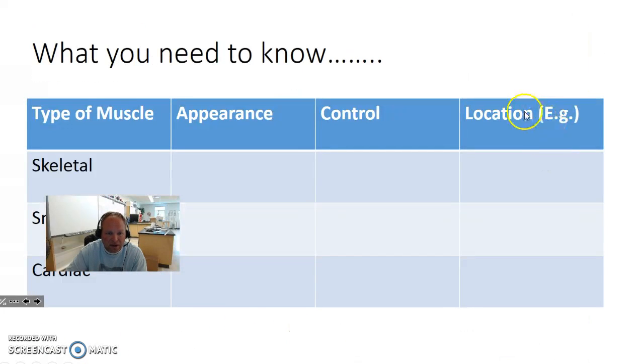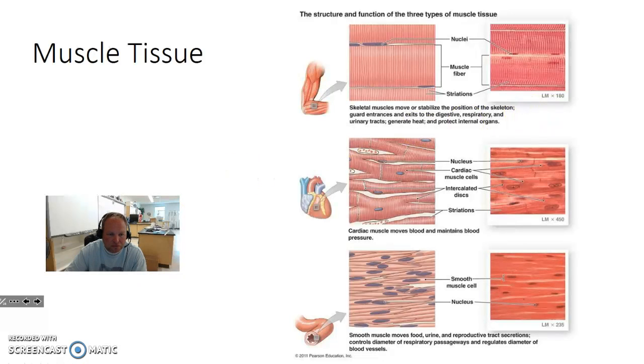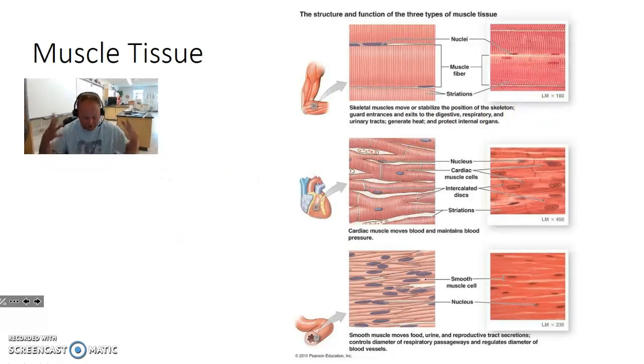Let's go to the next one now, which is muscles. Okay, when we talk about muscles, you have muscles all up and down your body, but they don't all act the same. So you have muscles in your arm that act a certain way. You have muscles in your heart that act a certain way. Then you have muscles in your, let's see, I'm not even sure, let's say arteries and veins or digestive tract that act a certain way.